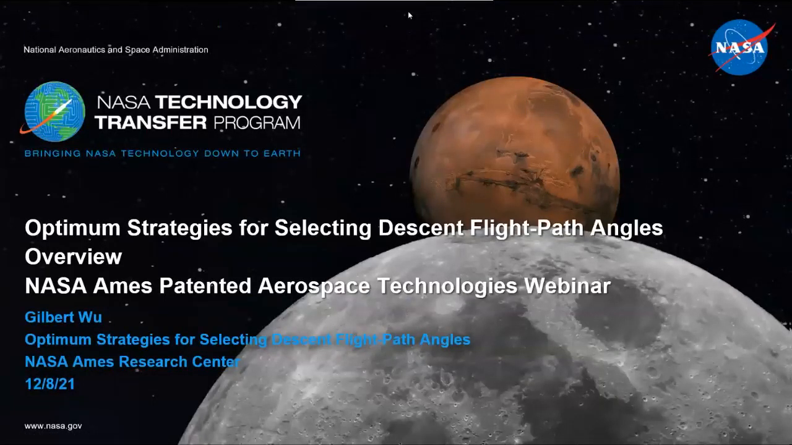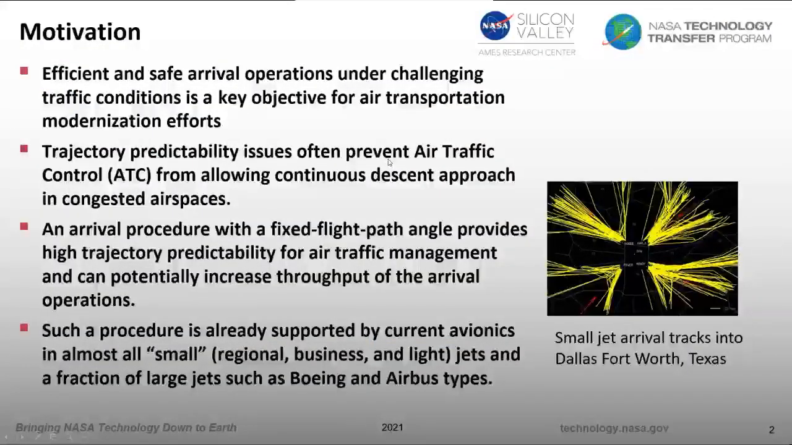Hi, everyone. My name is Gilbert Wu. I'm a researcher at NASA Ames. The technology I will share with you is entitled Optimum Strategies for Selecting Descent Flight Path Angles. Next slide. So this technology was developed a few years ago.